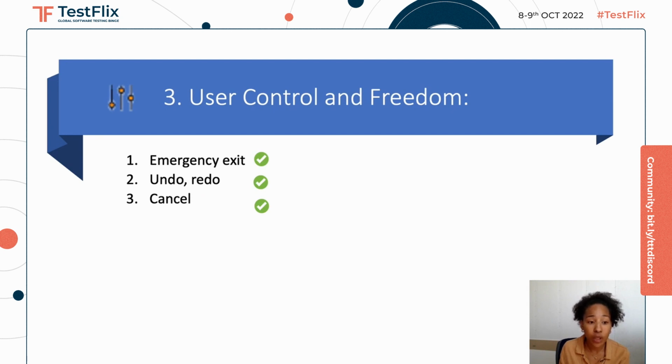User control and freedom. Well, we can always check if there's an undo, redo, cancel or exit button. This is something you can also check, if the naming is used as we expect.